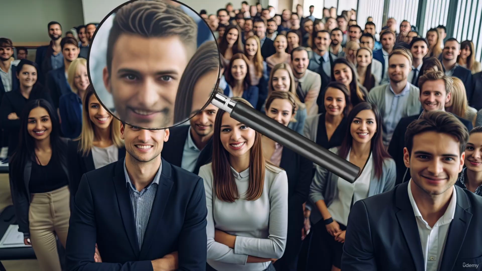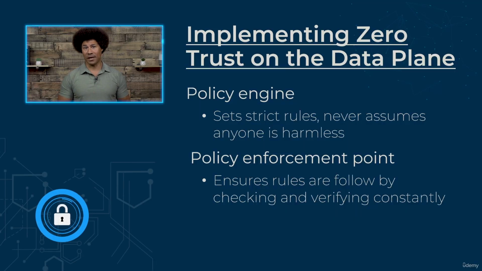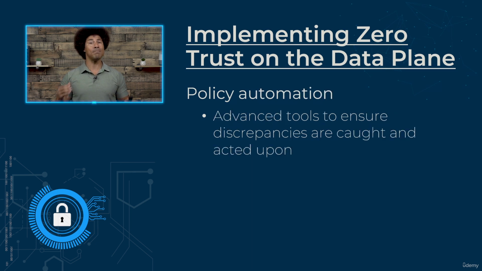When it comes to the data plane security system using zero trust, the policy engine sets stringent rules, never assuming anyone is harmless. Policy enforcement points ensure those rules are followed to the letter, checking everything, verifying constantly. And policy automation uses advanced tools to ensure that even the smallest discrepancies are caught and acted upon.